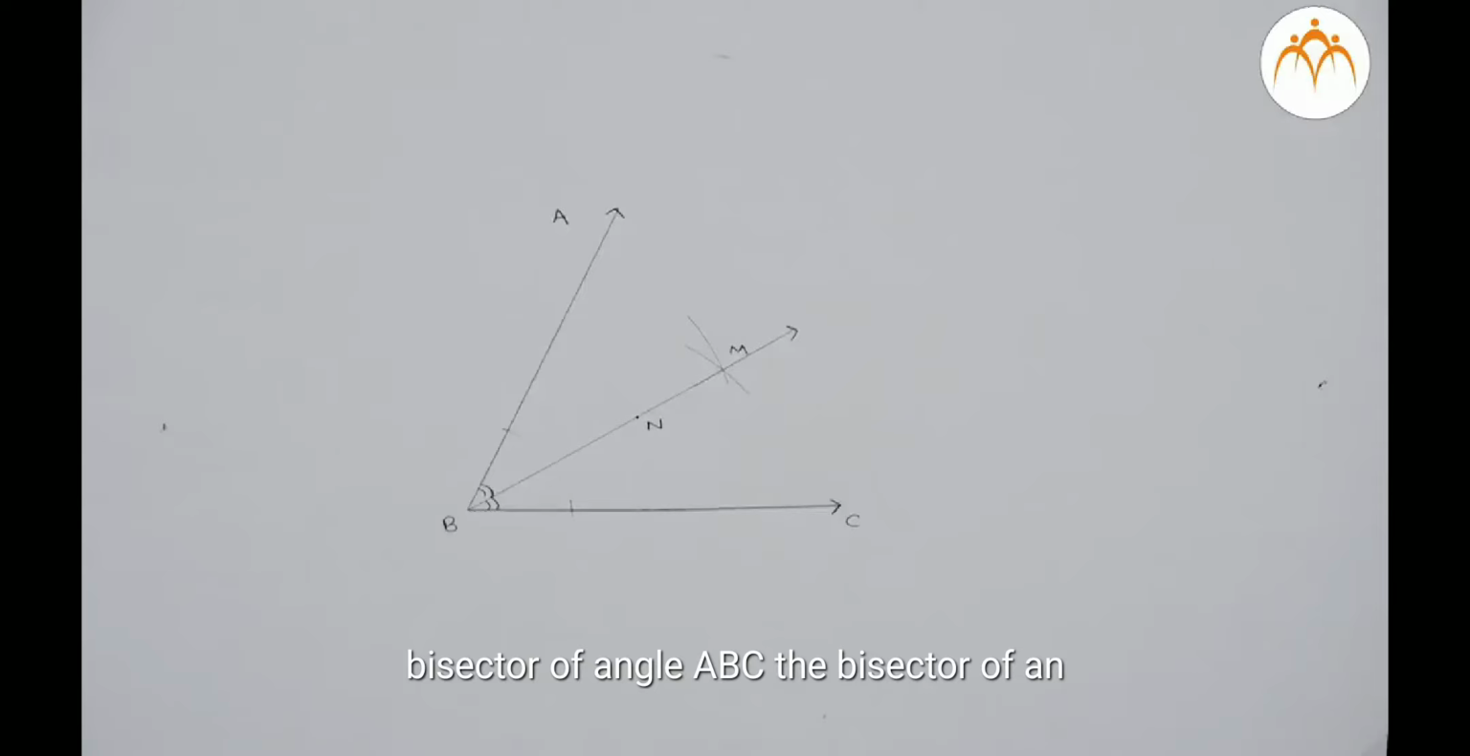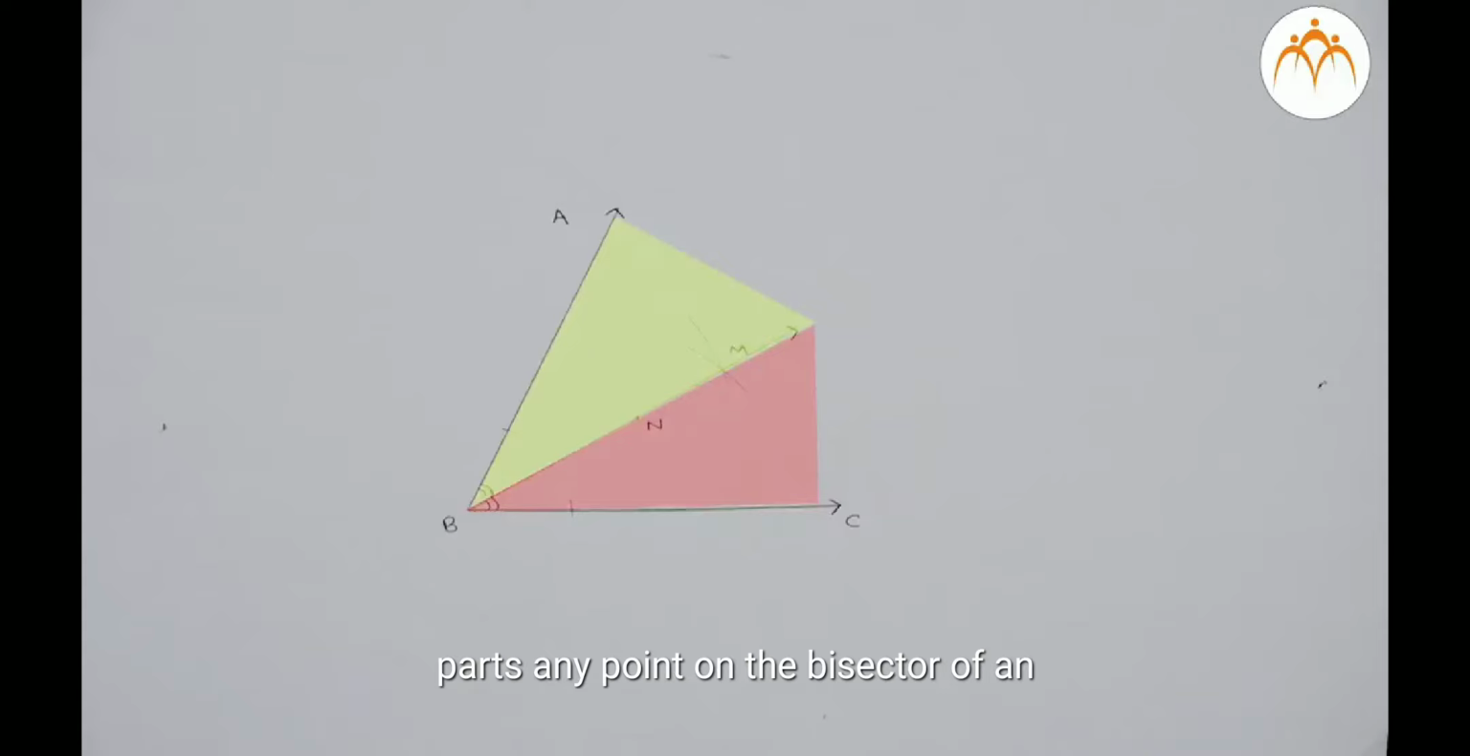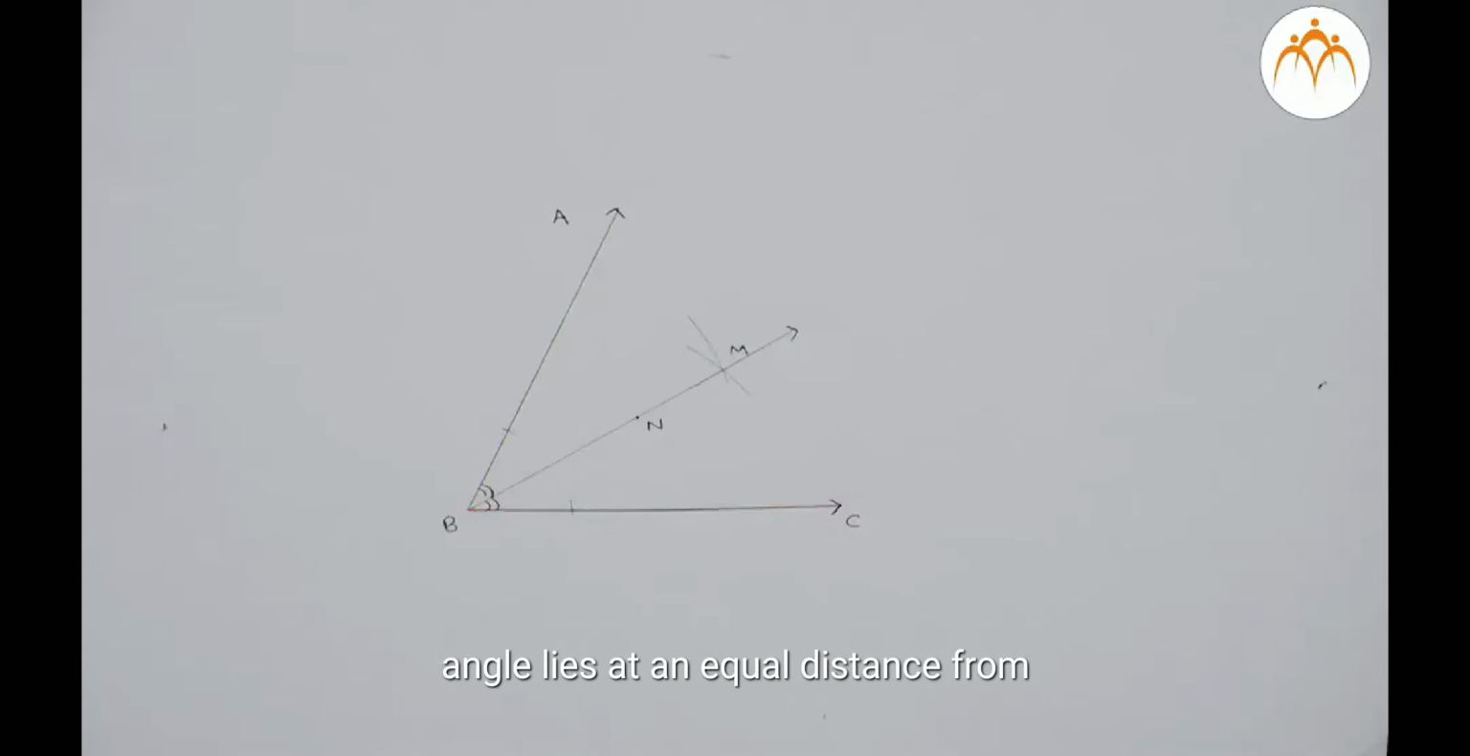The bisector of an angle divides an angle into two equal parts. Any point on the bisector of an angle lies at an equal distance from both the arms of the angle. The concept of an angle bisector can be easily understood via paper folds.